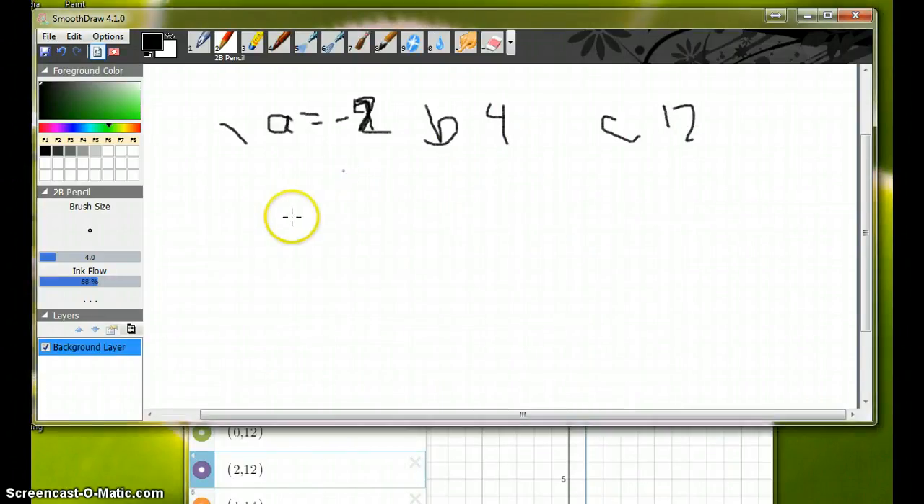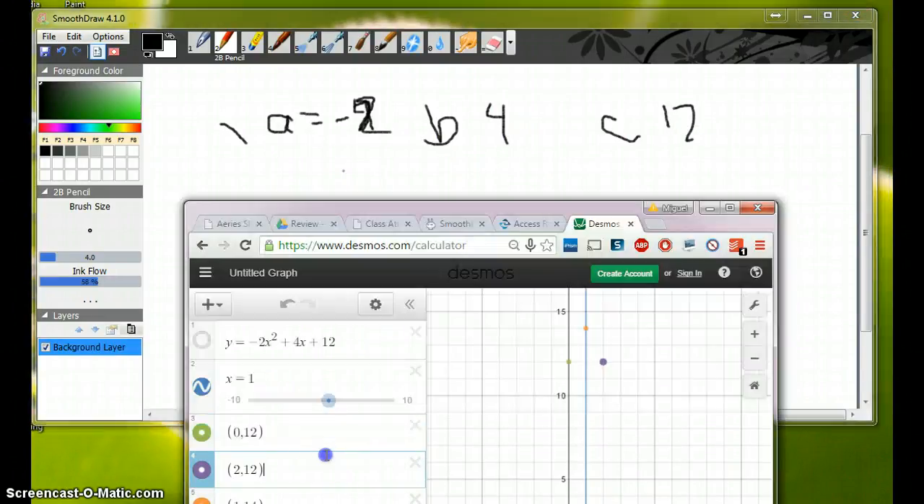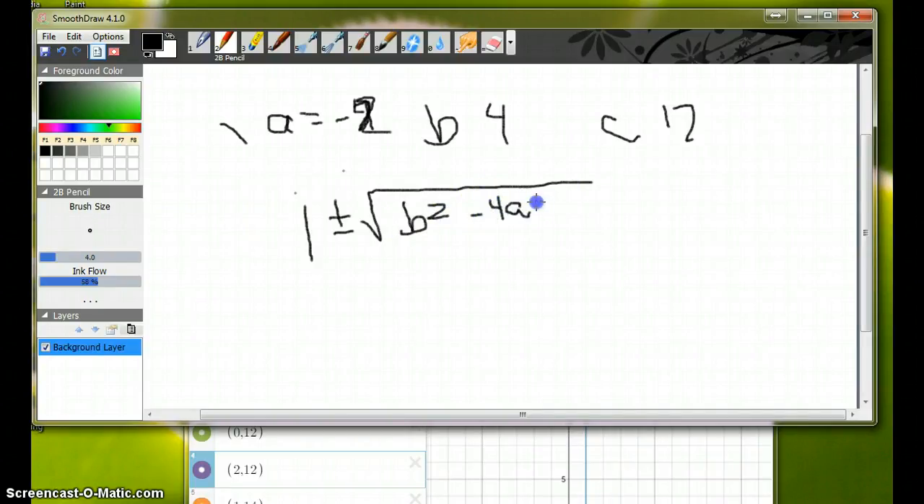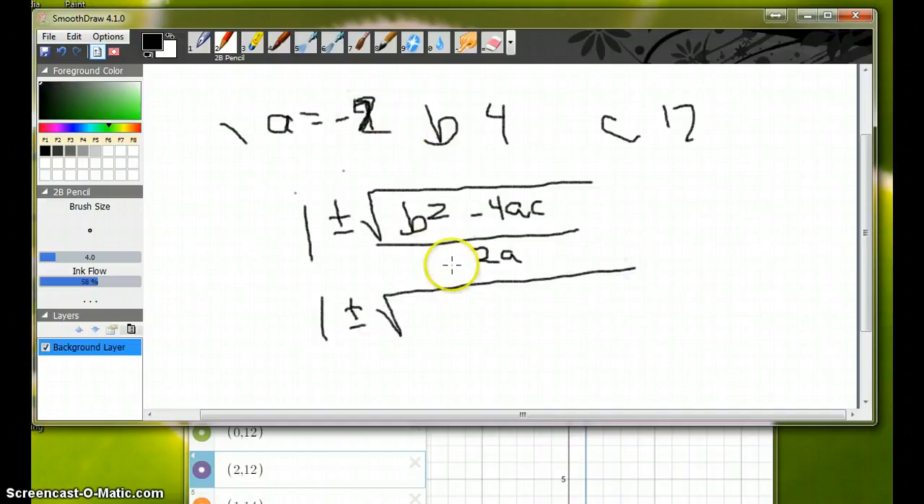Okay, so you get the quadratic formula, which was get the middle. So I'm going to do 1 plus or minus the square root of b squared minus whatever these three become, all divided by double of a. So it's going to be 1 plus or minus b squared is 16 minus 4 times negative 2 times c, all divided by double of a.